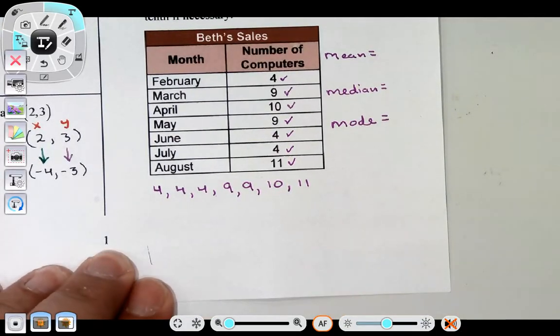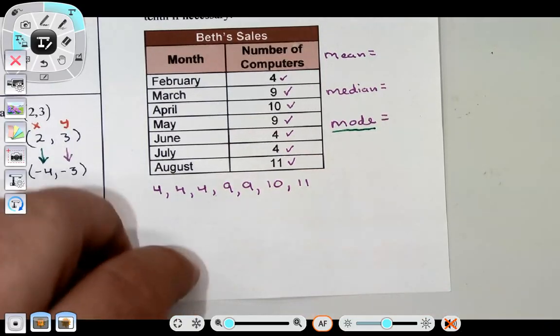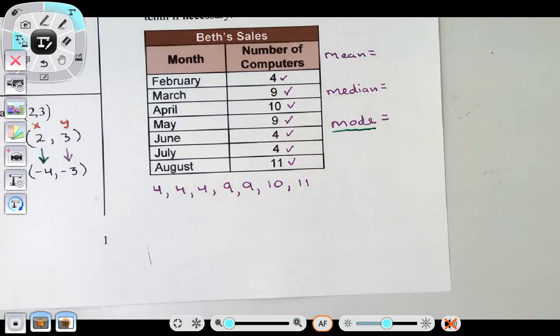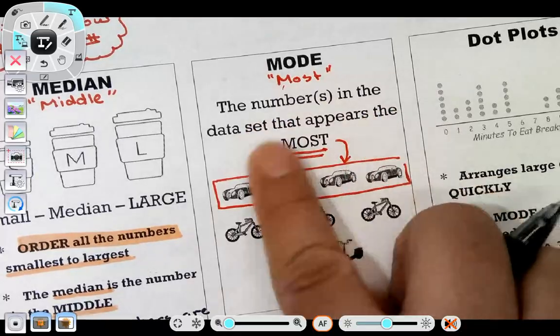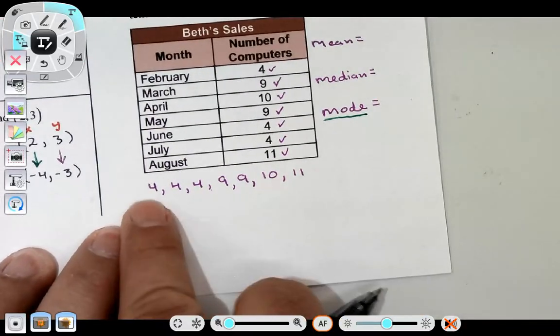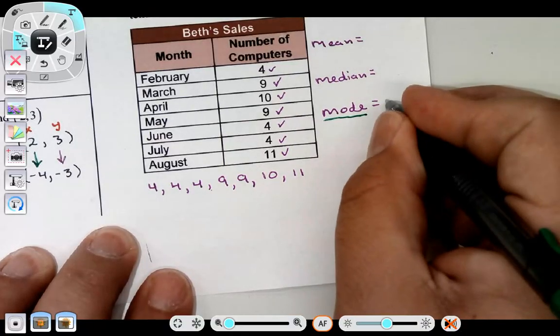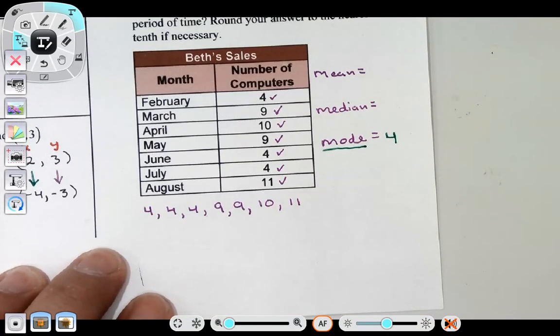All right, let me answer the easy question first. The mode. Remember, if you're looking at your word wall, and again, this is why you need to annotate as much as possible, the mode just means the most. What's the number that appears the most? When I'm looking at this list, the number that appears the most is 4. That's the easy one to do. Fastest, easiest points to get.